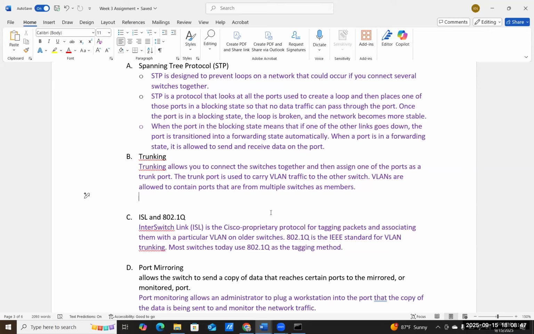Now, if you don't use Cisco technology, you would see 802.1Q. This is the standard for VLAN trunking. Most of your switches today use 802.1Q. So when you read the switch information, you would often see 802.1Q if it's able to do trunking. And this would be layer 4, 5, or even 7 switches, so it's able to route and switch.